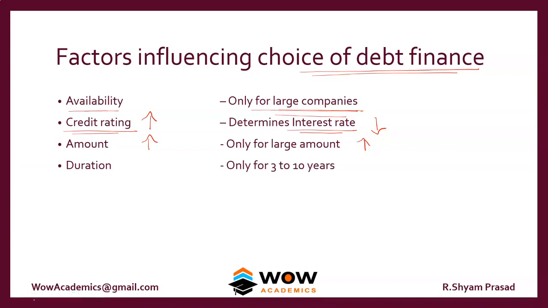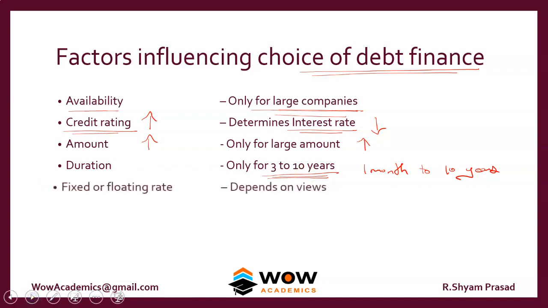Duration. So the duration of a debt financing can be for a period of 3 years to 10 years. But usually debt financing is even available for a month, from 1 month to 10 years. But here we are speaking about debt financing as a longer term source of funds. So that's why we consider 3 to 10 years. Fixed or floating rate. So which rate also determines the debt financing.